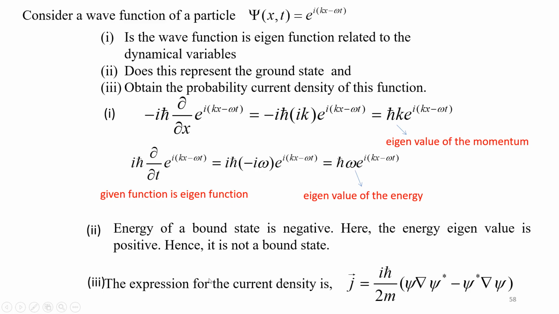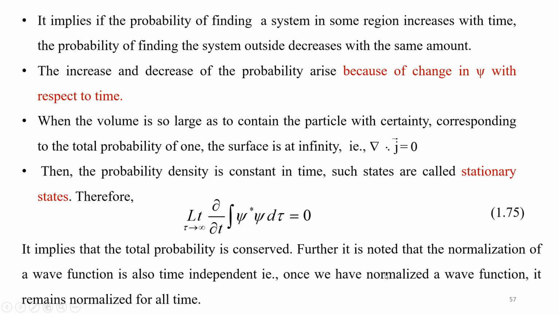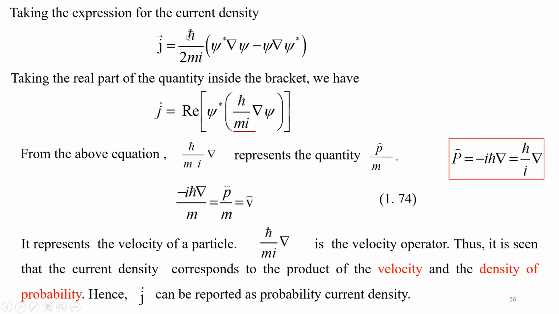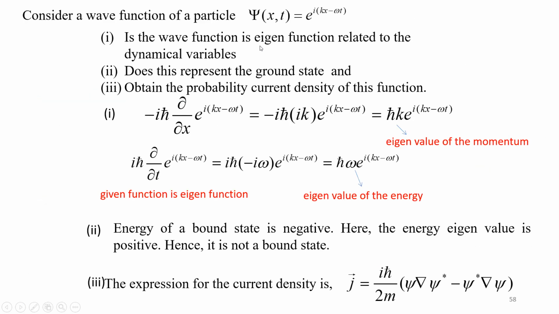Now the third part. The expression for the current density is given as J equals ħ divided by 2mi, ψ* ∇ψ minus ψ ∇ψ*. Here I have changed it into ψ* ∇ψ. See, the earlier expression goes like this: ħ divided by 2mi, ψ* ∇ψ minus ψ ∇ψ*. I have multiplied and divided by i, and changed this one with a minus sign. So both the equations, the previous one and this one, are the same.